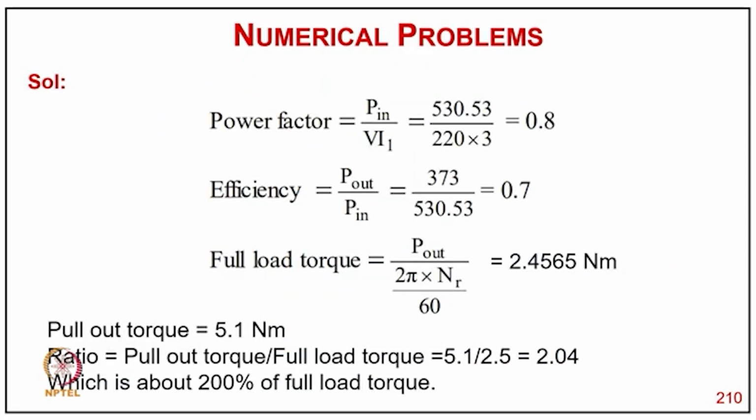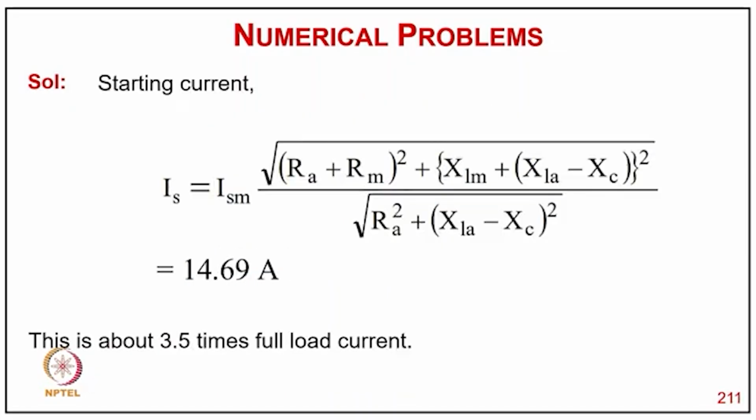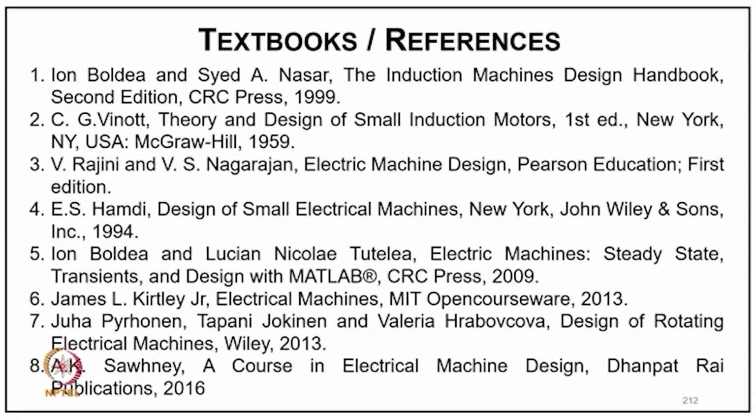Power factor is P in upon V I1, so it comes to 0.8, and efficiency is P out upon P in, which comes to 0.7, and the full load torque, with P out, is 2.4565 putting in this relation. So the pull out torque is 5.1 Newton meter, and the ratio of pull out torque is 5.1 over 2.04, which is about 200% of full load, and the starting current putting this in this relation comes to 14.69, which is 3 times the full load current, which is quite satisfactory.